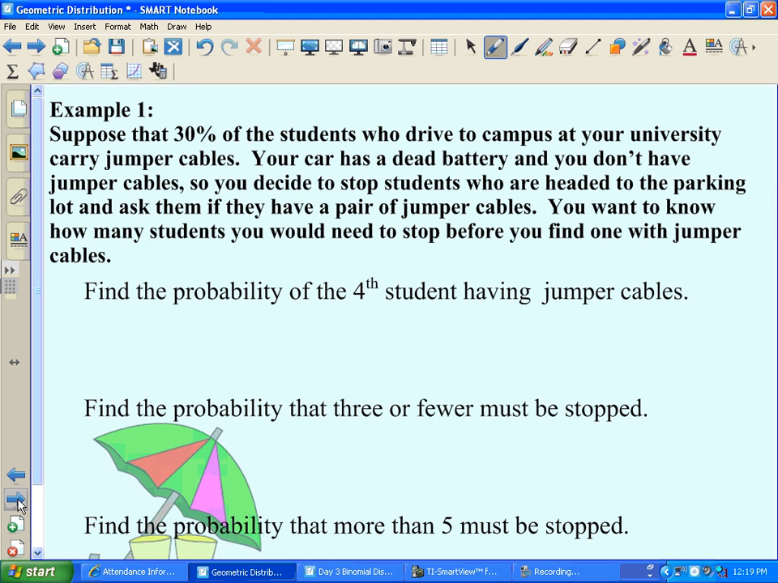Here's what it looks like. Suppose that 30% of students who drive onto campus at the university carry jumper cables. Your car has a dead battery, so you don't have jumper cables, and you decide to stop students who are coming into the parking lot and ask them if they have jumper cables. You want to know how many students you would need to stop before you find one with jumper cables.